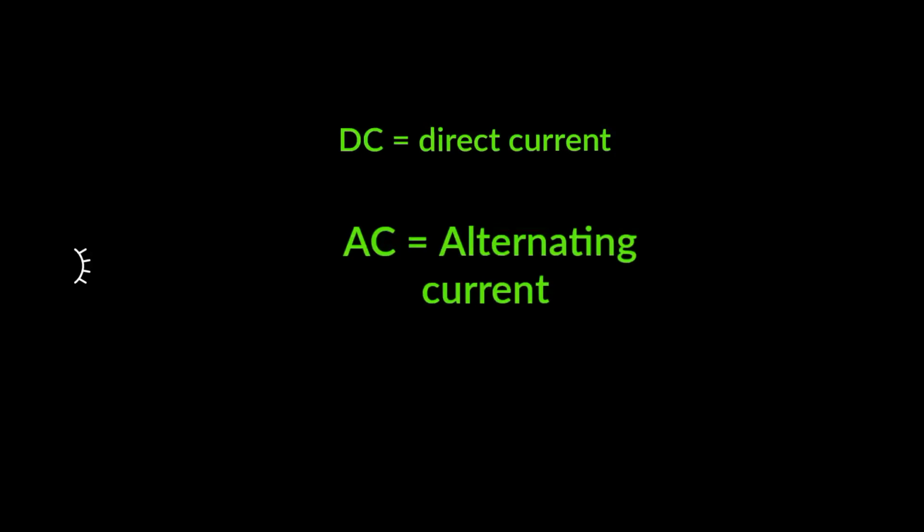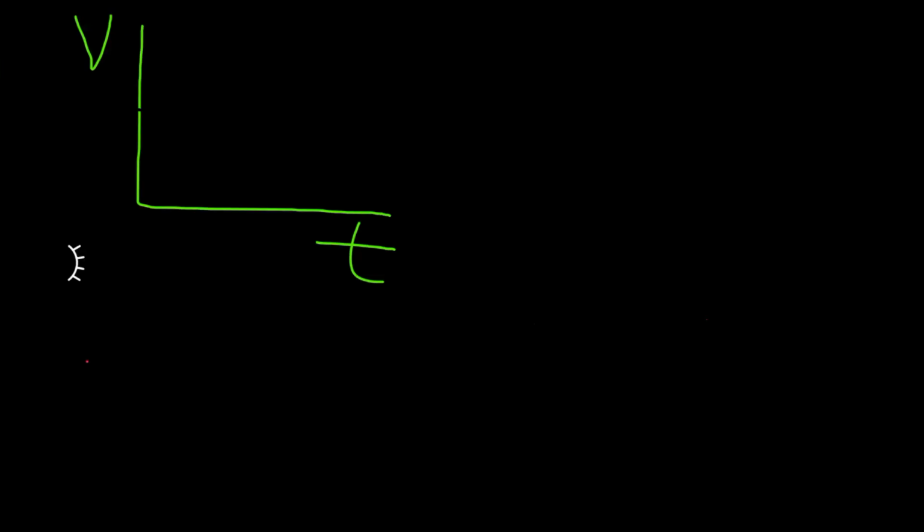What is DC current and AC current? DC represents direct current and AC represents alternating current. Let's put the two of them on graphs. We can plot on the graph voltage versus time or even current versus time.